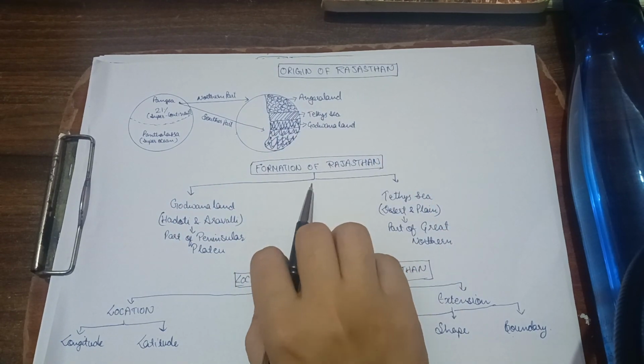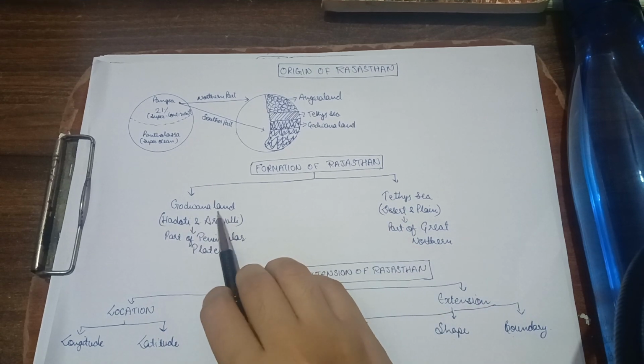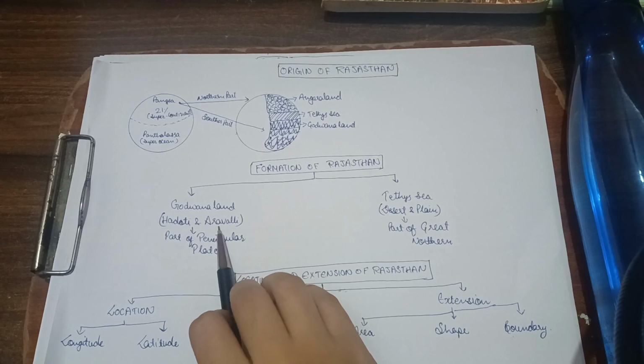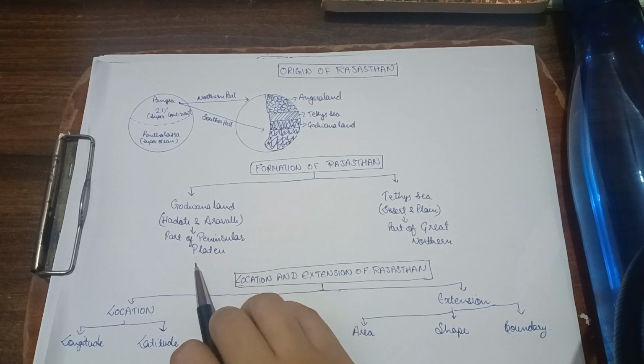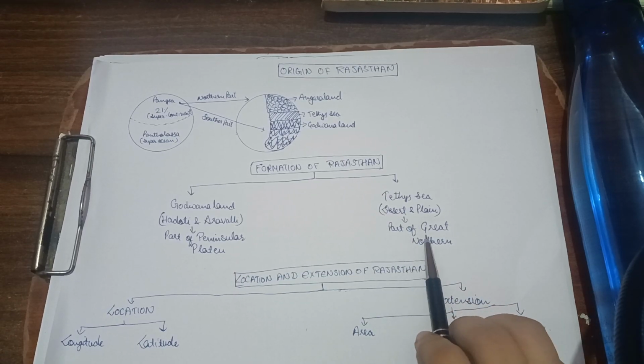So the formation of Rajasthan depends on both the Gondwana land and Tethys Sea. In Gondwana land we have Hadoti region and Aravalli hills, which are part of the peninsular plateau, and in Tethys Sea we have desert and plains, which are part of the Great Northern plains.